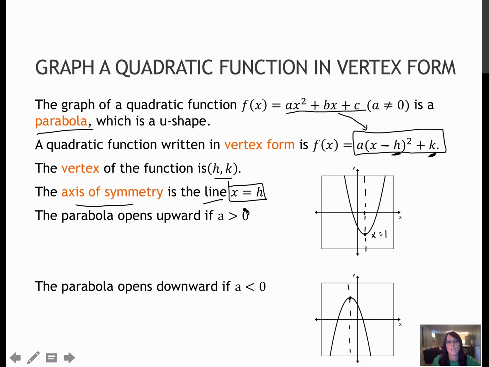If the parabola opens upward, a is greater than 0, so a would be that value on the outside. So this would be an a is greater than 0 situation, and if a is less than 0, then my parabola points downward. That's what we call the leading coefficient. If the leading coefficient is positive, it's up. If it's negative, it's down.